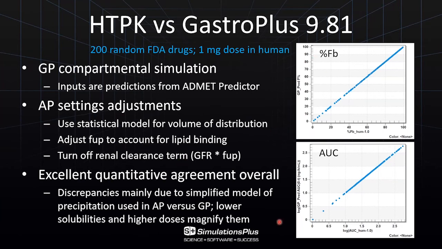So the plots here show the resulting predictions of fraction bioavailable and AUC, and you can see the excellent agreement between Predictor and Gastro. We found that the discrepancies are mainly due to the somewhat simplified model of compound precipitation that's used in Predictor versus Gastro. These discrepancies will be magnified for lower solubilities and larger doses, but they're generally quite minor.